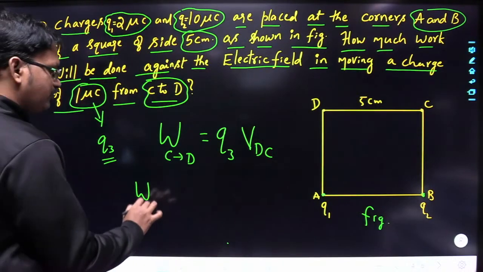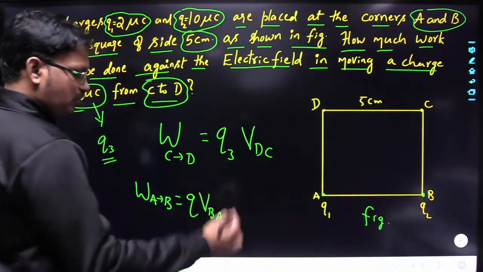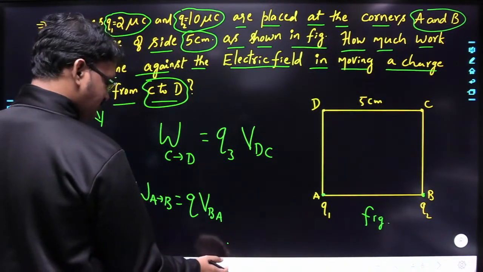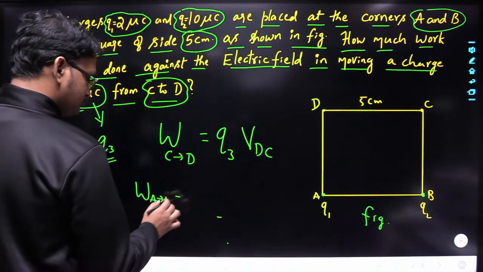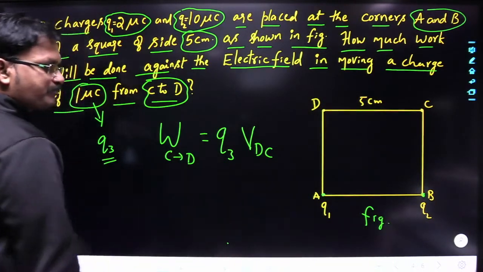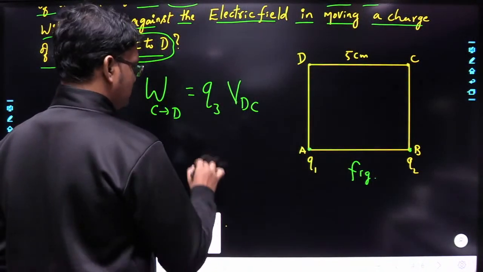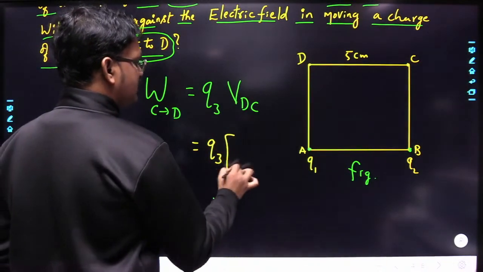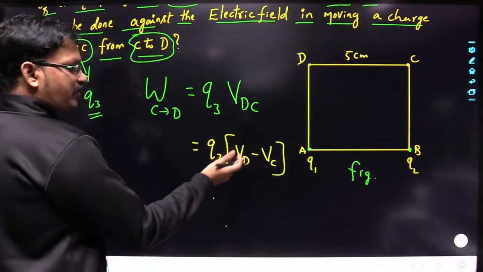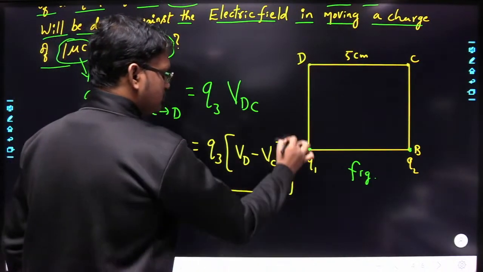We know that work done from A to B is equal to what? Q into VBA. So you can write Q3 into what? Q3 into VDC. Yes or no? Right. Okay. So where VDC is nothing but what? Q3 into VDC is nothing but VD minus VC. So if you determine VD and VC, then you can determine the work done in moving the charge from C to D.